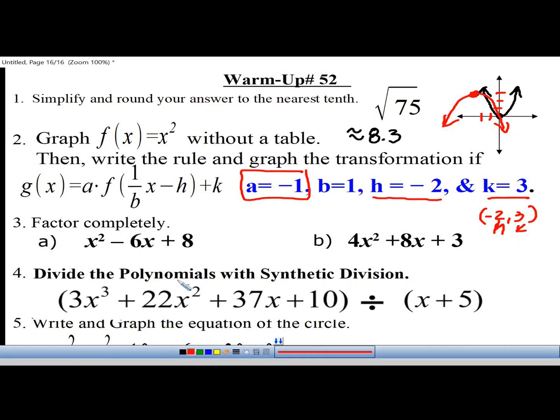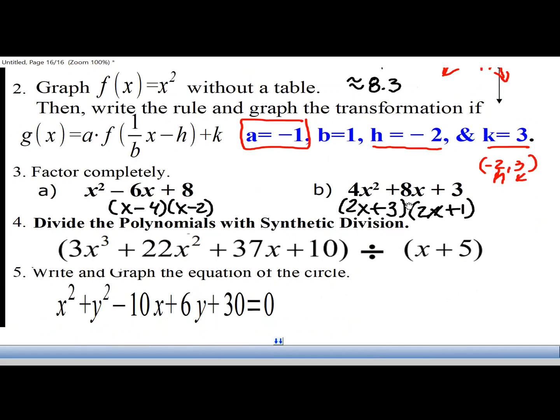Number 3a, factors are x minus 4 and x minus 2. Number 3b, factors are 2x plus 3 and 2x plus 1. Once again, if you didn't get that, remember for this one, you need to multiply 4 times 3 in order for you to get the top number and start factoring. Let's go to number 4.